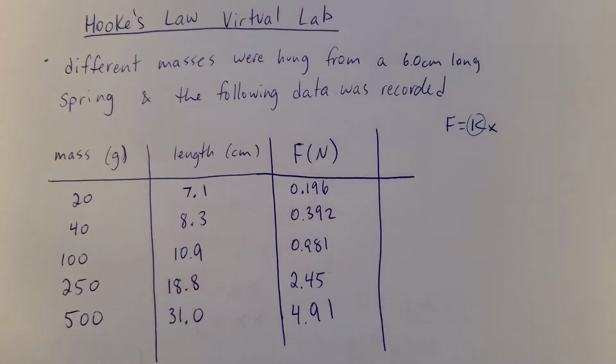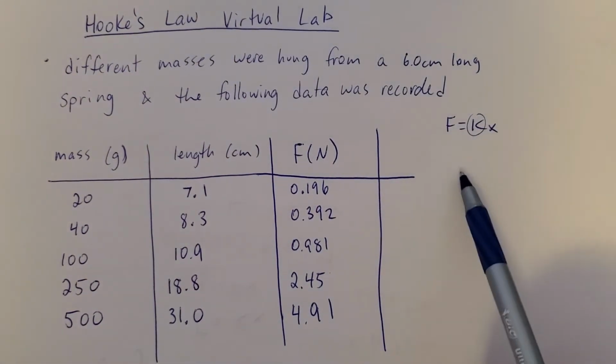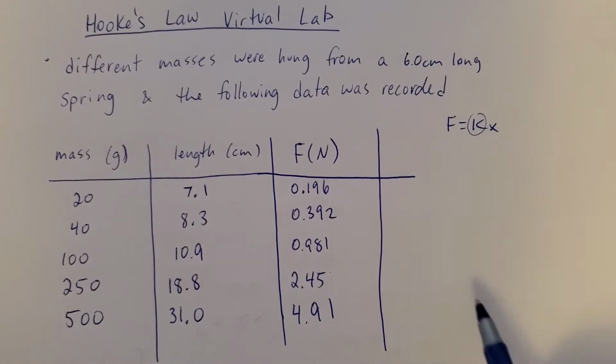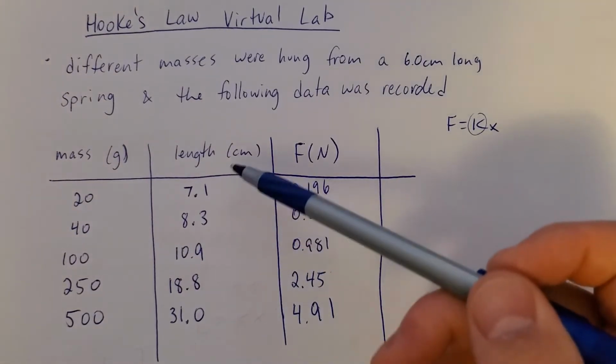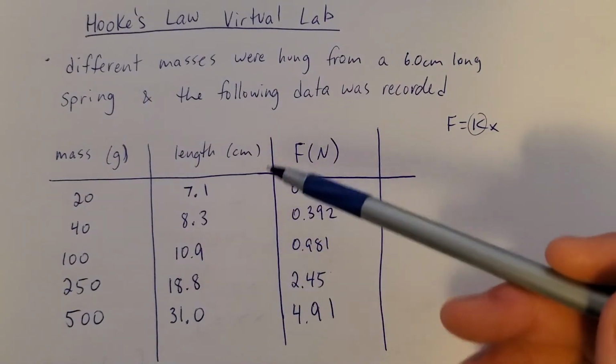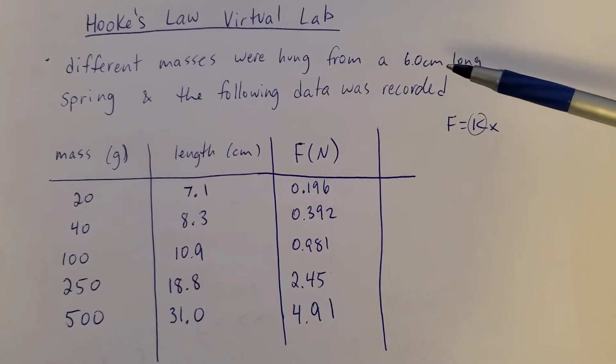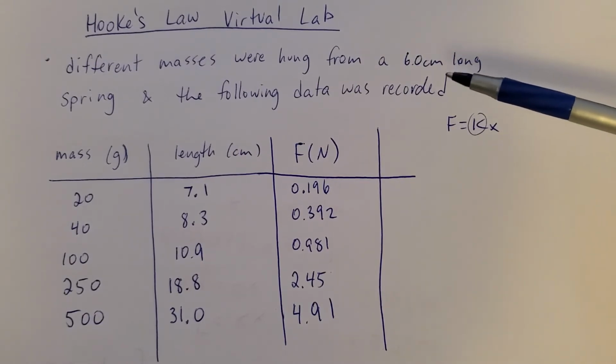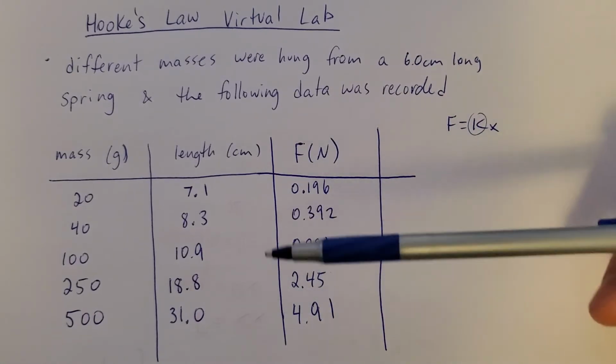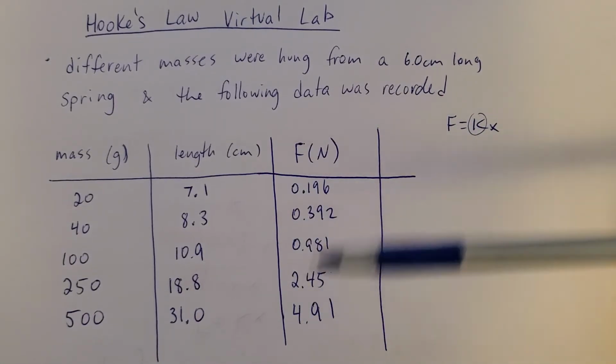So there's the force. That'll be the y-axis of our graph. And the displacement has to be the x-axis. And just notice this is the length of the whole spring that's stretched. In the equation, we only need the displacement. So the spring is 6 centimeters long on its own. And then this represents the total length after it's been stretched.